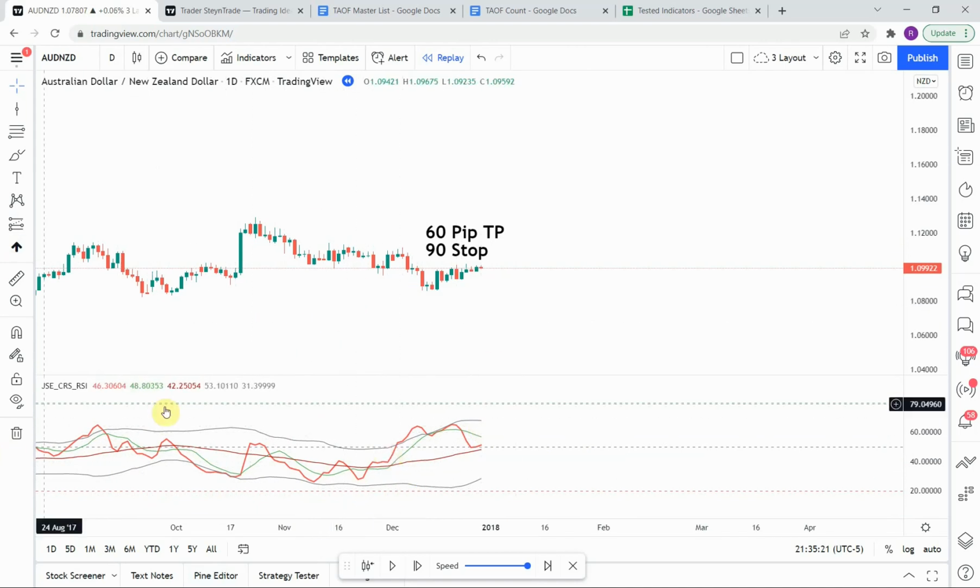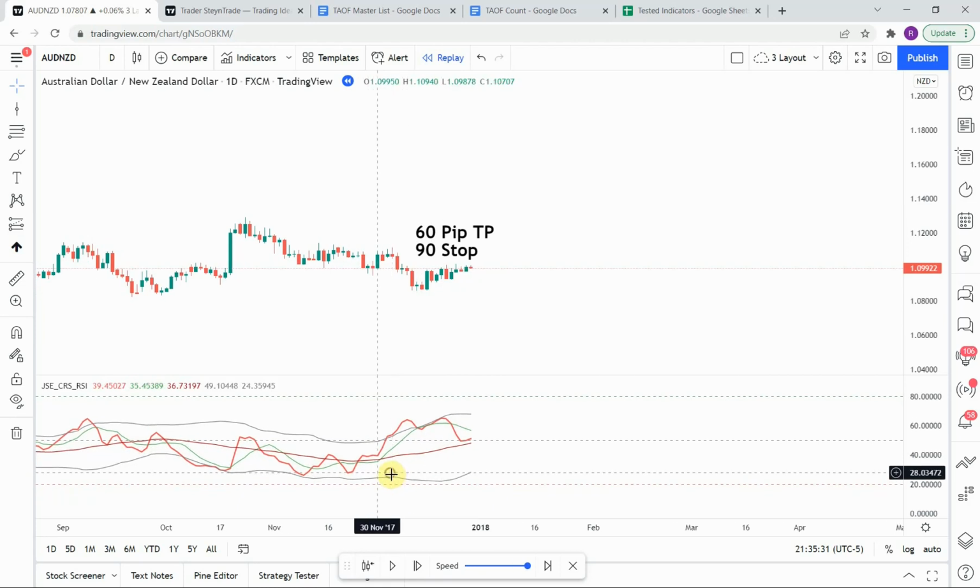And so what we're looking for is when the larger red line crosses up above that middle line or crosses down below that middle line. Now we might go back and test this in some other ways, but I believe that this is going to be the way that might be able to work out the best.